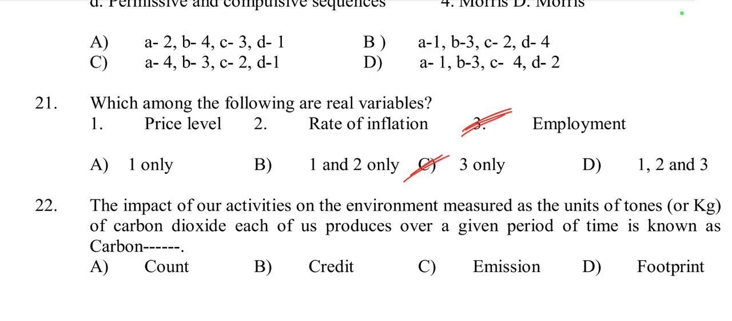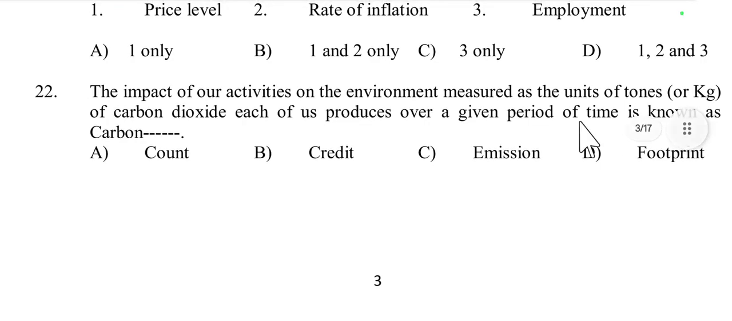So we can quantify in physical units. Here, employment we can quantify in physical units such as quantities of goods or labor, how many persons are employed. But price level and rate of inflation are not real variables. Price level is a nominal variable, not a real variable. And rate of inflation is a measure of how fast the price level is rising, so it is also a nominal variable. Price level, nominal variable; rate of inflation, nominal variable. But employment is a real variable because it refers to the actual number of people employed, which is a physical measure. So only option C is right here.